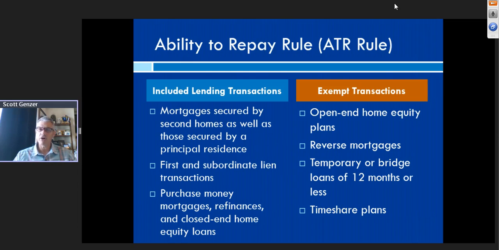All right. Reverse mortgages aren't included. You don't have to have the ability to repay a loan with no payment. Anything that's temporary, bridge loans or construction loans, 12 months or less. And the good old timeshares, you don't have to afford a timeshare. All right. Because you're not going to lose your home. You're going to lose your time that you're sharing.